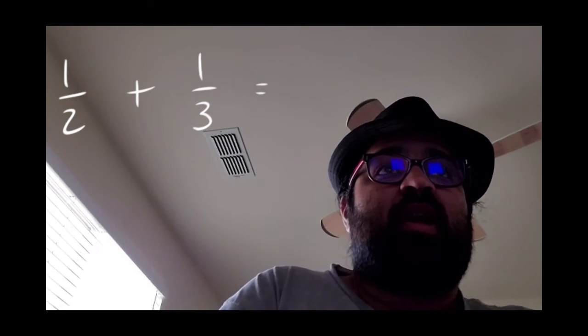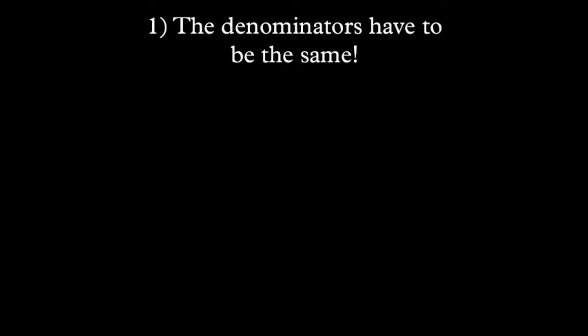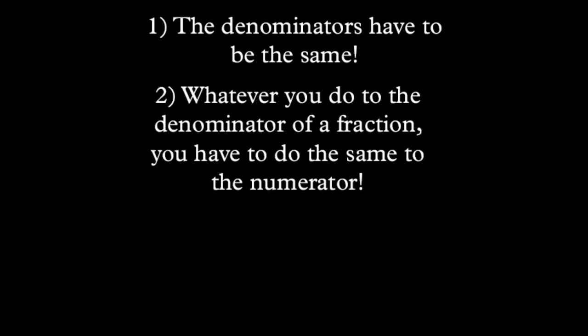So, gotta figure out a way to turn 1/2 and 1/3 to have similar denominators so you can add them through. How do I do that? Multiplication. No, we're not multiplying them. So, here's the rules. Rule number 1. The denominators have to be the same. We've covered this. Rule number 2. Whatever you do to the denominator of a fraction, you have to do to the numerator of a fraction in order for them to be the same.